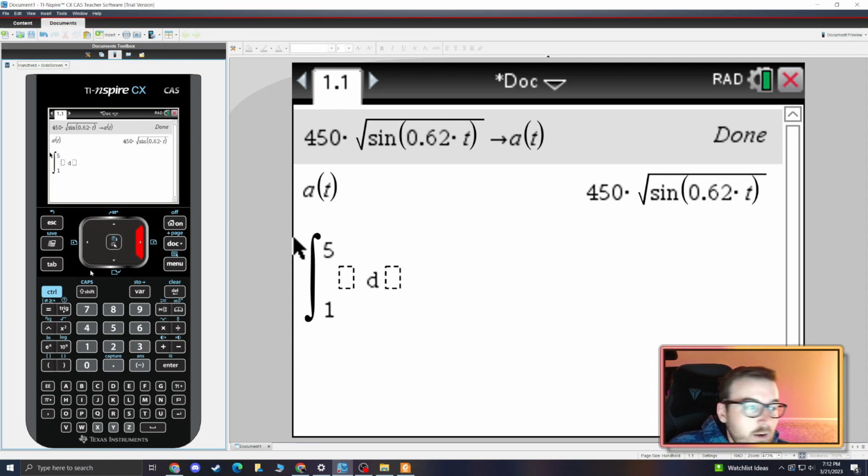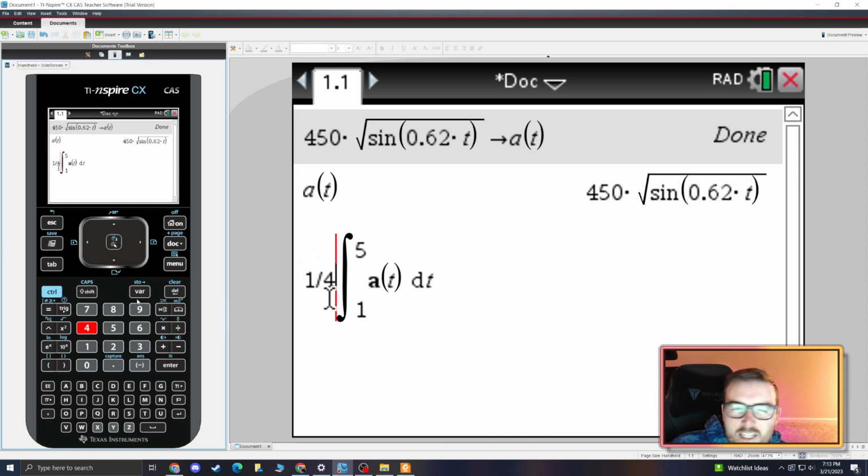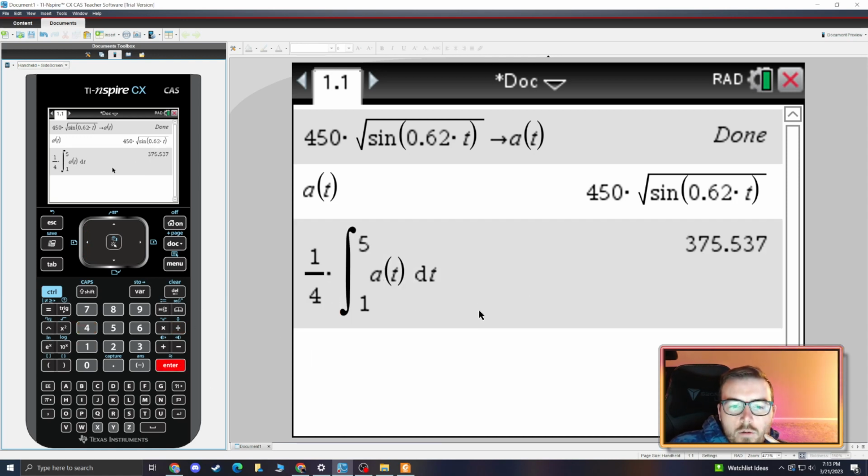And then again, I don't have to type out a of t. I can just type a of t. I don't have to type out the literal function because I've saved this in the calculator. This is with respect to t. And then in front of the integral, I didn't type it first, but it's okay. I can click back and type this 1 over 4, right? 5 minus 1 is 4. So click enter, boom, 375.537.